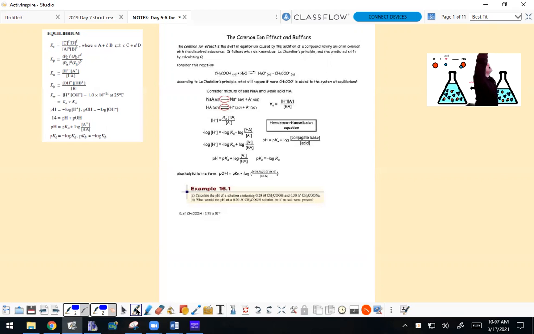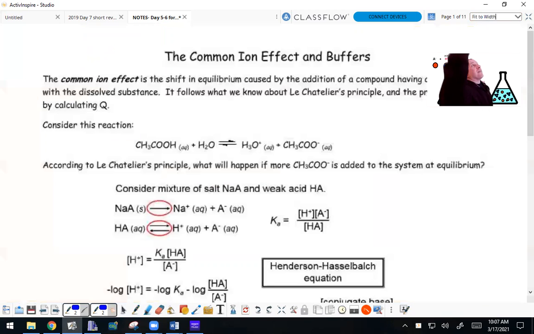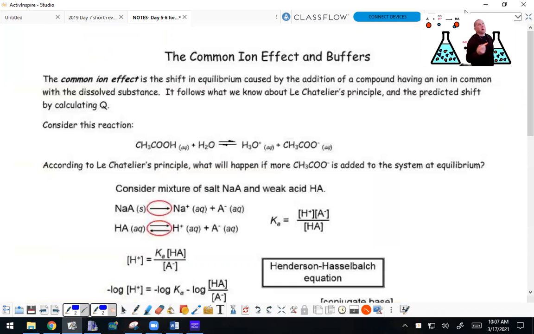Before we see that though, we're going to talk about something called the common ion effect. The common ion effect is a shift in the equilibrium caused by the addition of a compound having an ion in common with something that is already dissolved. It follows what we know already about Le Chatelier's principle, if you remember shifting it back and forth in that last unit. We predict the shift by calculating Q.